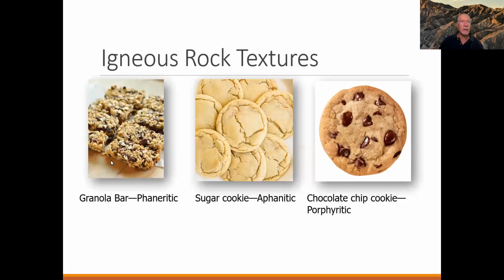So here are our textures. Here's a granola bar. That would be phaneritic, easily visible. We can see the nuts and oats and raisins and chocolate chips. Here's a sugar cookie, an example of aphanitic. We've got little tiny sugar crystals in there, but they're too tiny to see with the human eye. They would be aphanitic. And here's porphyritic. This would be a chocolate chip cookie. We've got these large, easily visible chocolate chips, but they are scattered among this fine cookie, kind of like a sugar cookie, with really tiny sugar crystals.